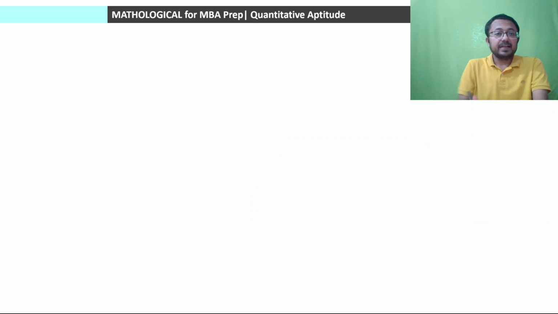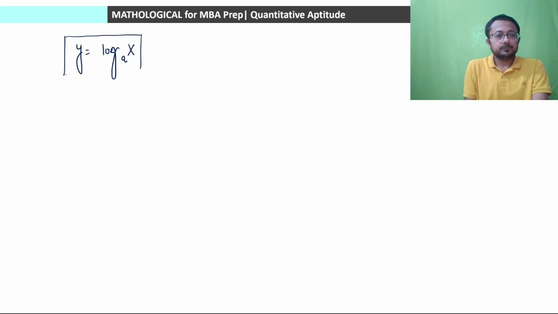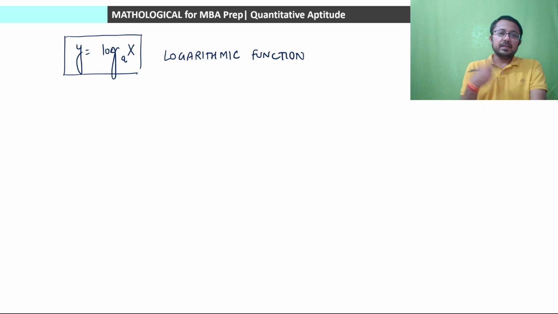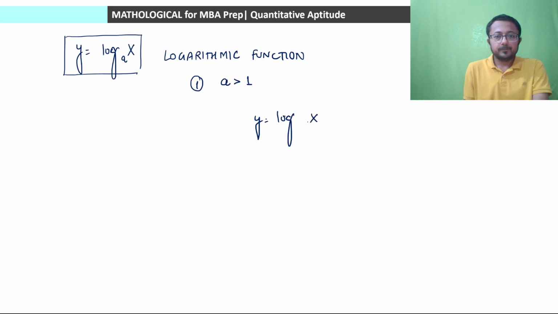Now let's take the next graph, the graph for y is equal to log of x on the base a, the logarithmic function. Even in this case, we will be having two cases. First case when the base is greater than 1, and the second case when the base is less than 1. So first of all, let us take the first case when base value a is greater than 1. And let us take one example, that y is equal to log of x on the base 10.